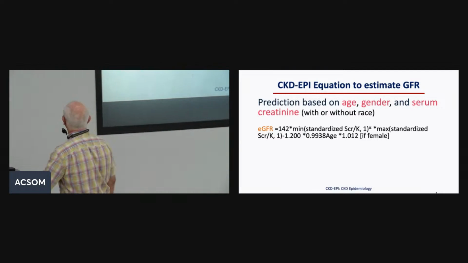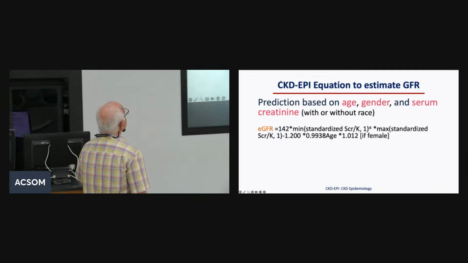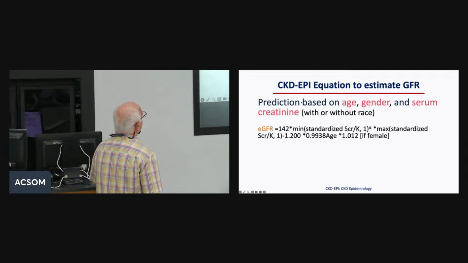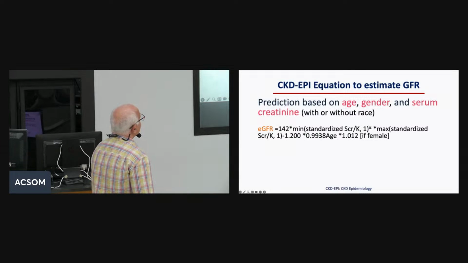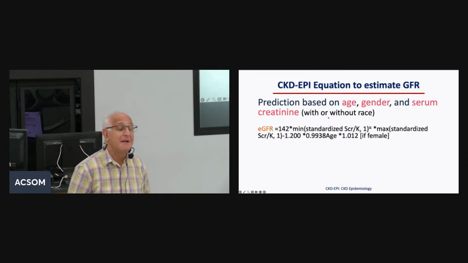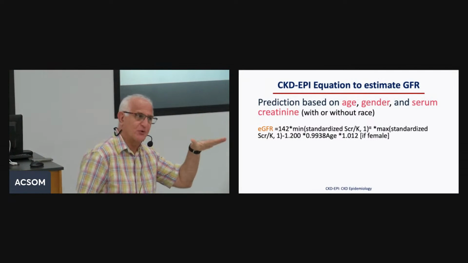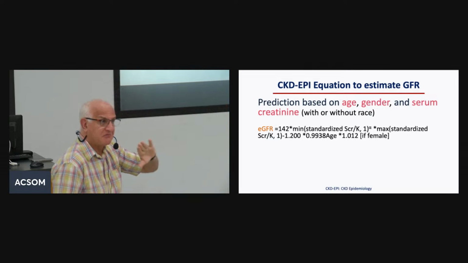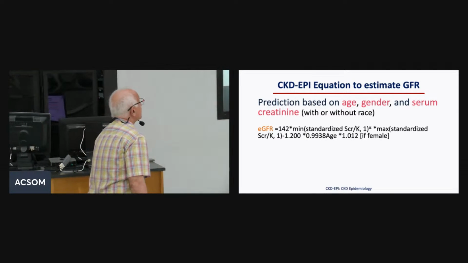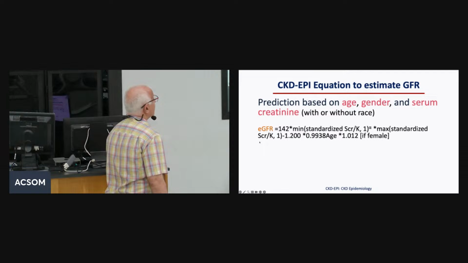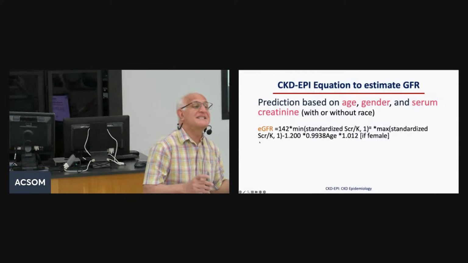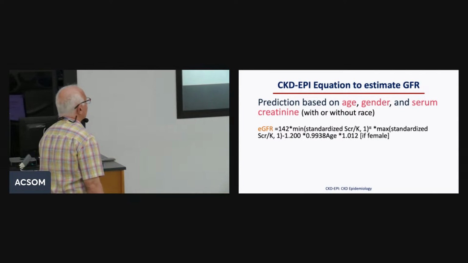Another one is called CKD-EPI. CKD is chronic kidney disease. EPI is epidemiology. This is another one. This one has age, gender, serum creatinine, and can have race or not. Practically it is like MDRD: age, gender, race, yes or no, serum creatinine. These two are close to each other, but obviously the formulae are very different. So it gives us an eGFR, estimated GFR, which is different.